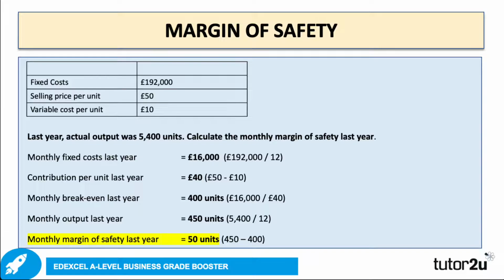So Jim, if we go on to the next slide, we can see that the monthly break-even last year is 400 units. That's 16,000 divided by the 40. And then we've got the actual output, which was 450 units. So we've got our actual output, and then we've got our break-even output. And that gives us our monthly margin of safety of 50.